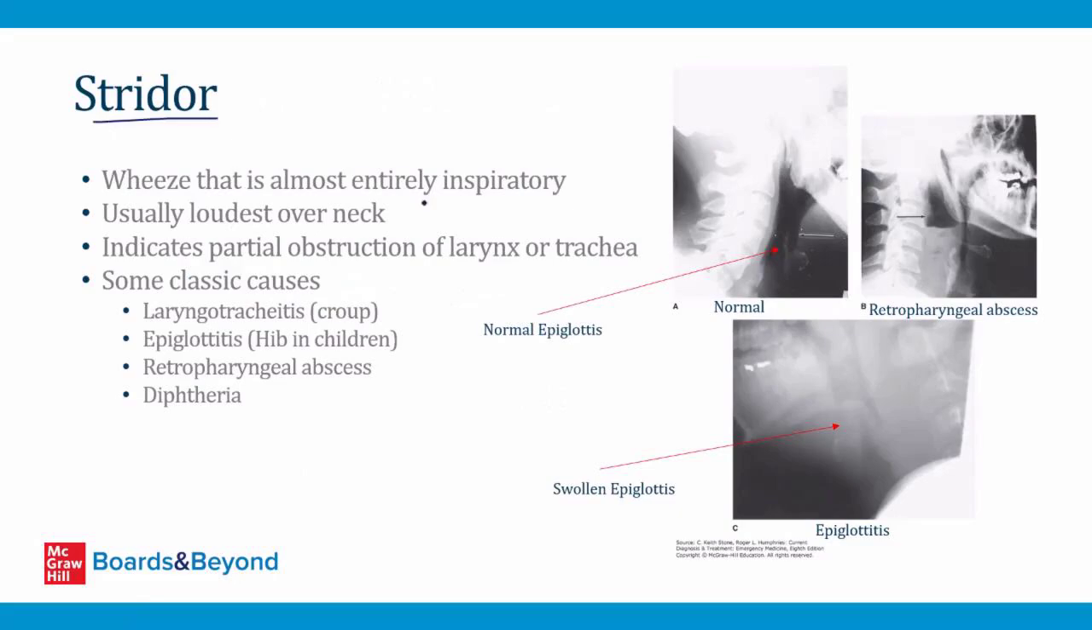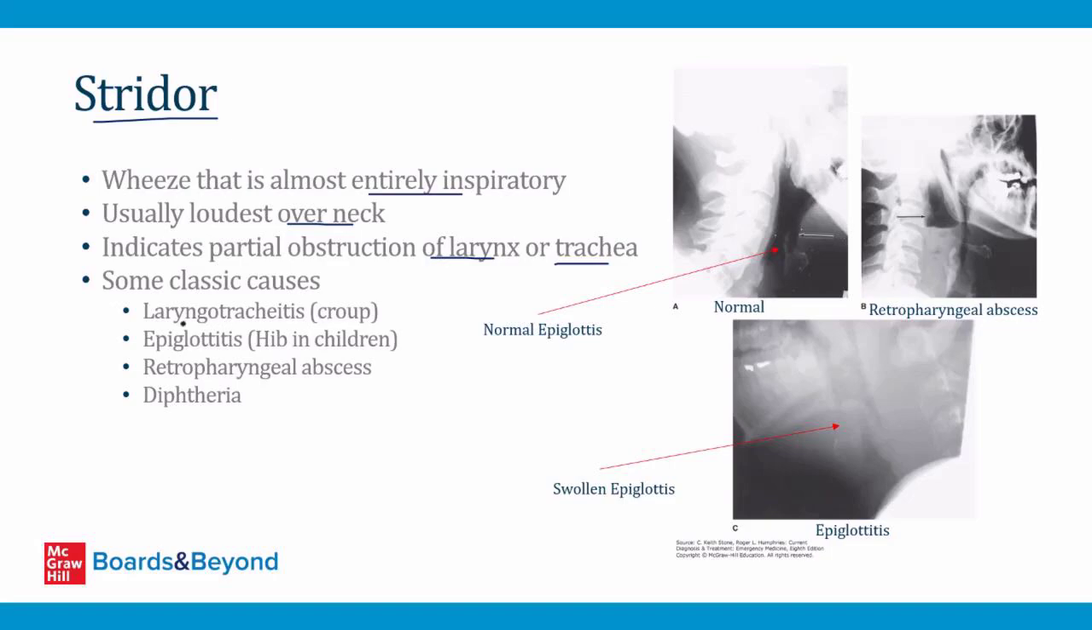Stridor is a special type of wheeze that's almost entirely inspiratory, and it's heard loudest over the neck. It's caused by partial obstruction of higher portions of the airway, places like the larynx or the trachea, not the small airways deep in the lungs. There are a number of causes of stridor. I've listed some of the classic ones right here.